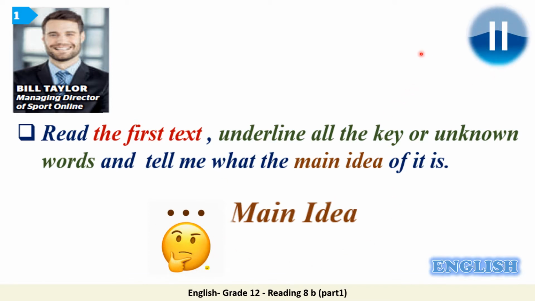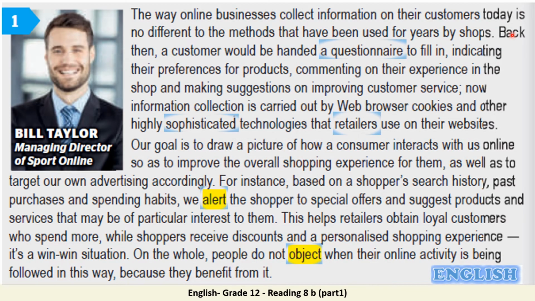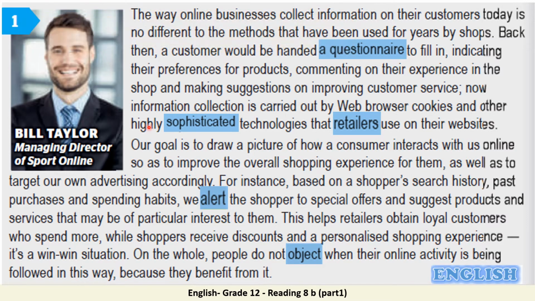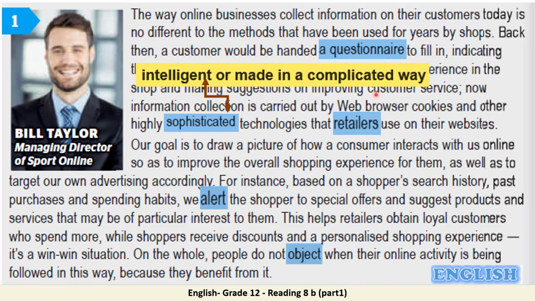But before pausing the video and getting down to reading, I want to provide you with some definitions of certain words that you might need. Here we go. These are the words that I think that you need to know their meanings. A questionnaire comes from question. Yes, it's a list of questions which, for instance, I ask you. Why? Because I need to know some information about you, about something that you are very much interested in buying. For example, sophisticated, it means very complicated, done or made in a complicated or in an intelligent way.